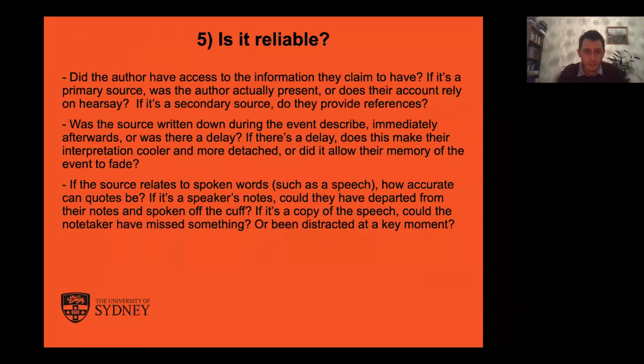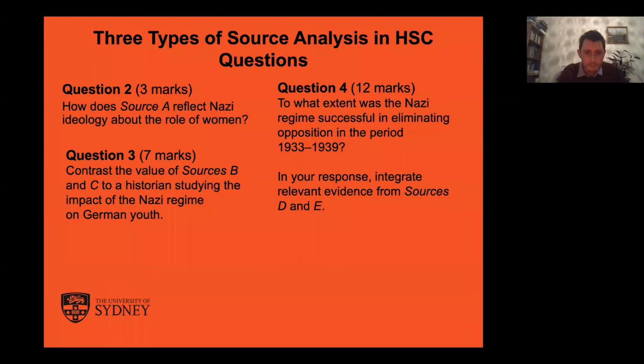For those other kinds of questions, like this one here, 3 marks, question 2, what does source A reflect Nazi ideology about the role of women? Use your own knowledge to look for stuff in that source, so you know what Nazi ideology is, and that this source is from, say, 1935, what's going on in 1935, but don't write about other sources.